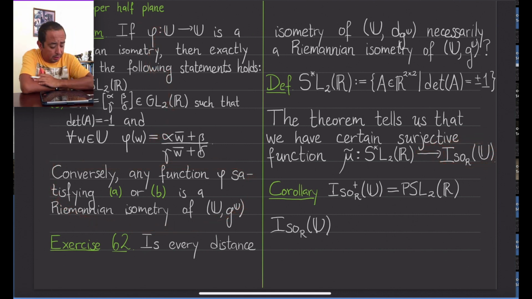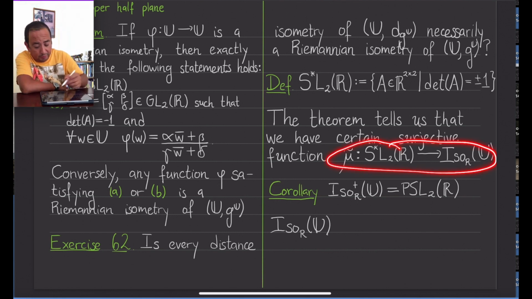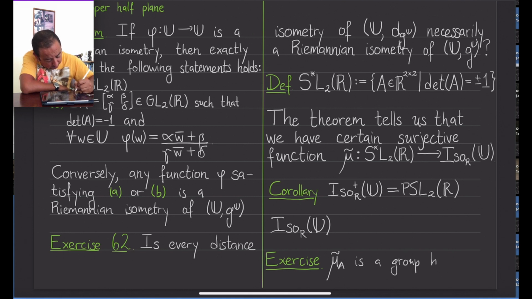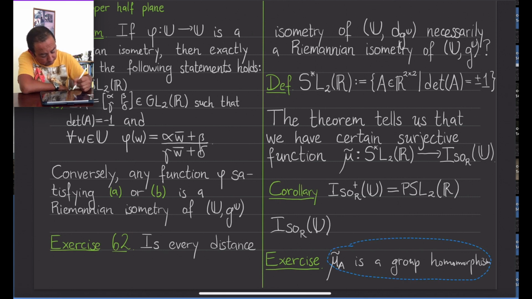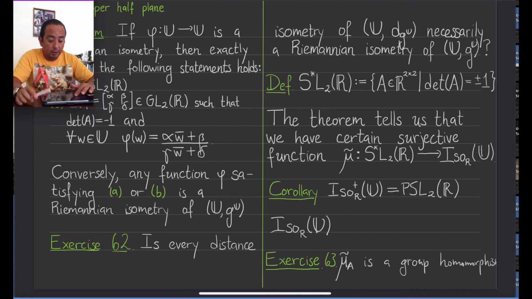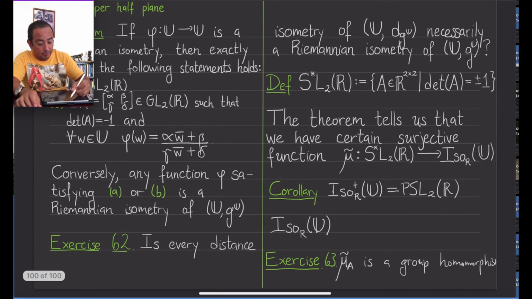I will leave you as an exercise to show that mu tilde is a group homomorphism. It's exercise 63, yes, because here's 63. Then tomorrow I'm going to continue with the description of this group in terms of this group and the group with two elements. I'm going to see that it's a semi-direct product.